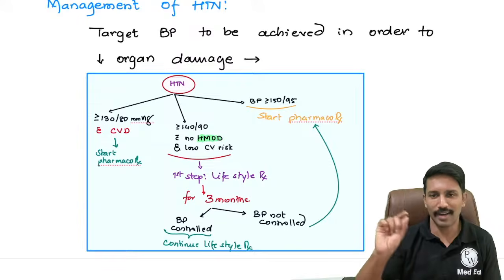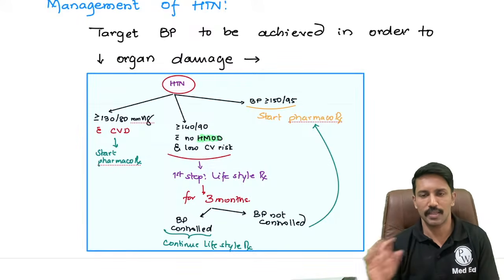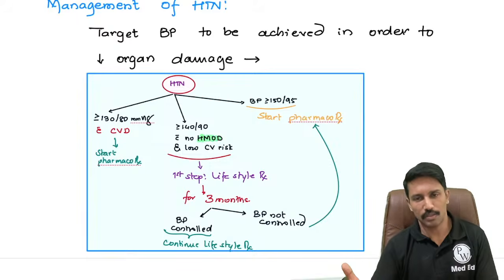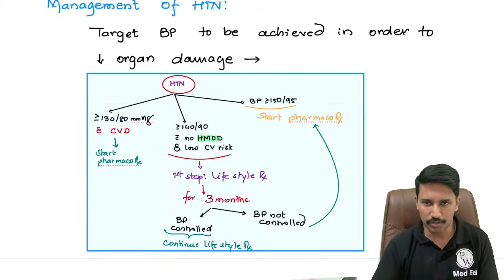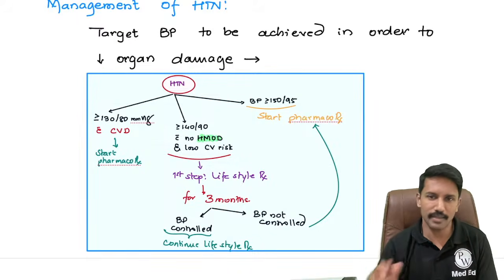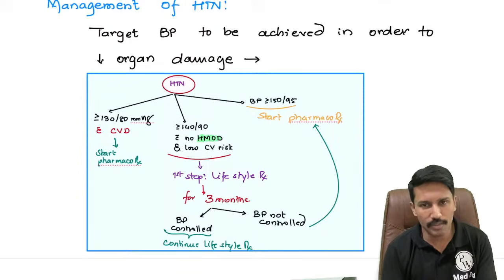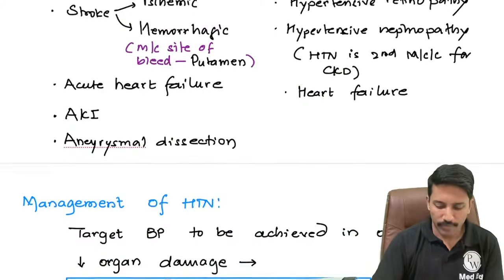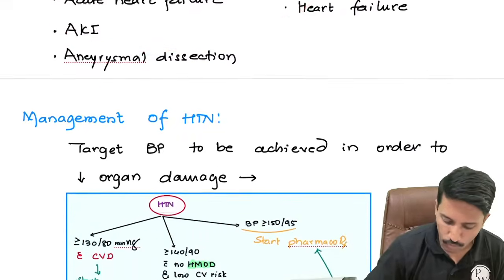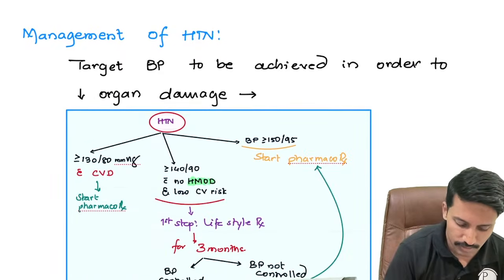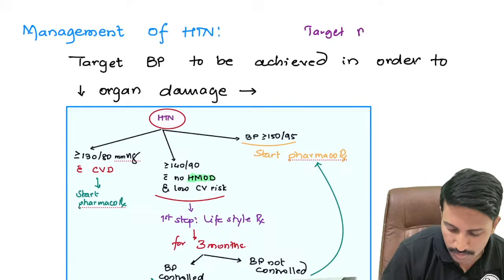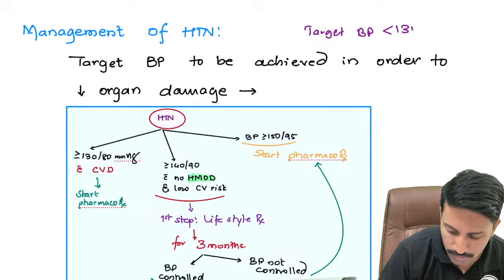ACE inhibitors: write down the mechanism of action. Like ACE inhibitors, they will inhibit the formation of angiotensin II, thus reducing the hypertension. Beta blockers, right? Write the mechanisms. If you can remember this algorithm, well and good. What does the algorithm say? To prevent these complications, I have to lower the BP. I have to achieve the target BP. What is my target BP? Target BP is less than 130 by 80 millimeters of mercury.